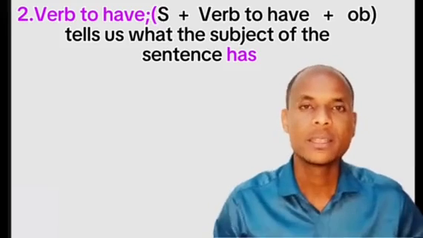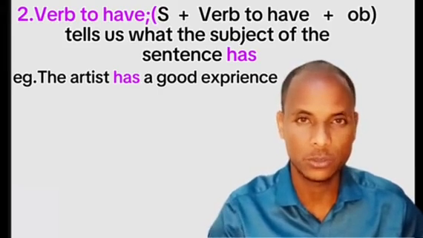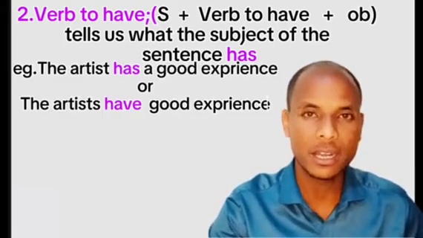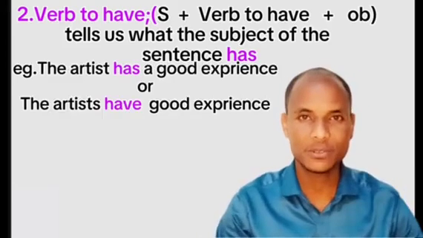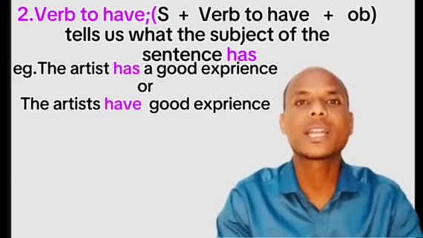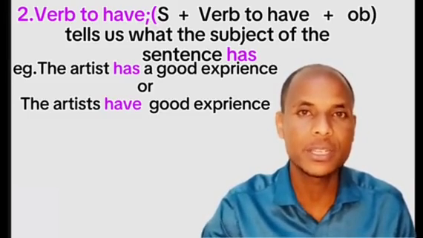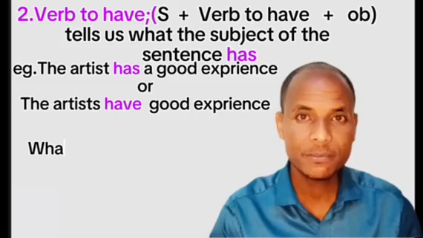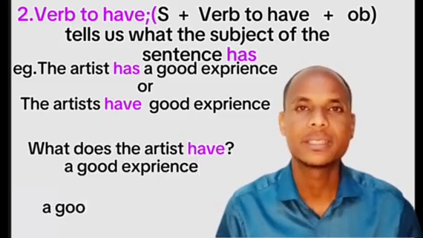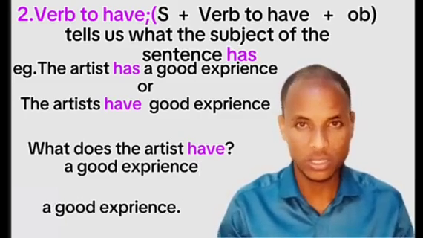For example, the artist has a good experience, or the artists have good experience. What does the artist have? A good experience. It is about possession or belongingness, ownership.